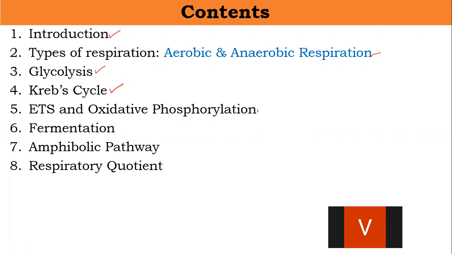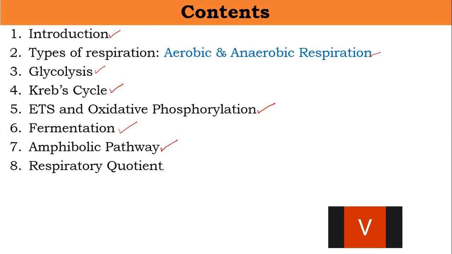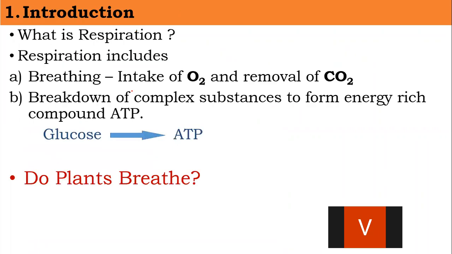Then we are going to study what is oxidative phosphorylation. It is electron transport system. Then the next topic is fermentation. It is a kind of anaerobic respiration. Then we will study why respiration is called as amphibolic pathway. And then we will study what is respiratory quotient. So in today's class, we'll be studying the first three topics, that is introduction about respiration, what are the different types of respiration, and what is glycolysis.